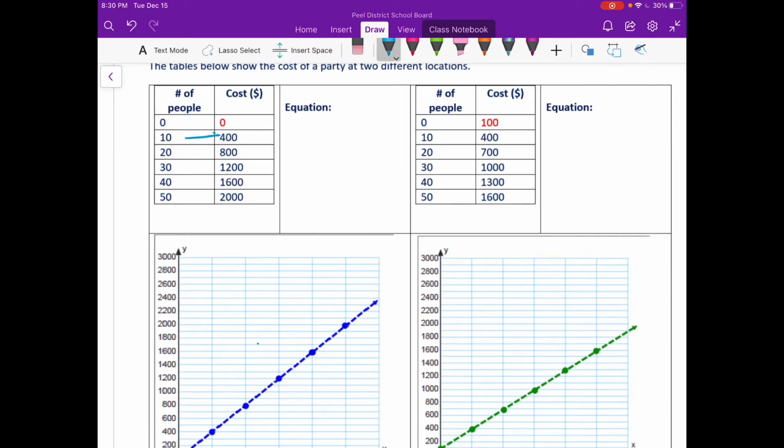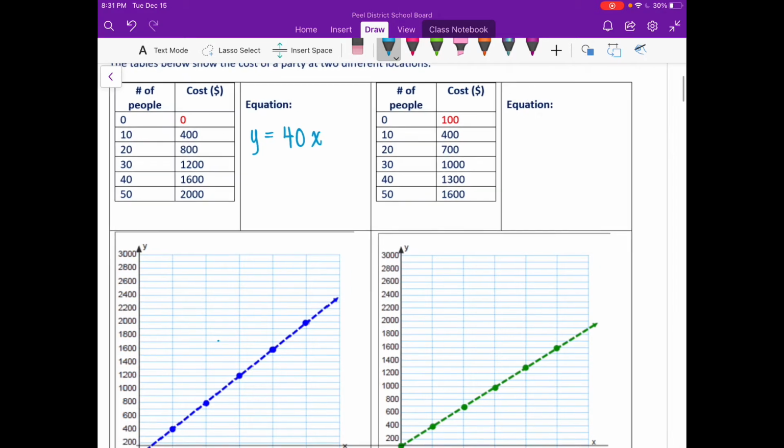10 times 40 is 400, 20 times 40 equals 800, 30 times 40 equals 1200, 40 times 40 equals 1600, 50 times 40 equals 2000. So the equation for this could easily be y equals 40x. 40 times x will give me y.